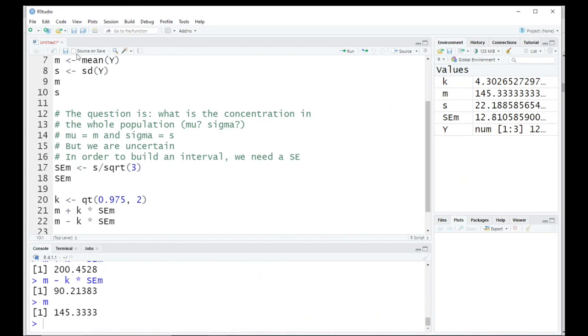Okay? Are we sure we are right? We don't know. We don't know whether we hit the real mean or not. But we are confident that if we do this a lot of times, the probability that we are right is 95%. Okay? So, this is the 95% confidence interval.